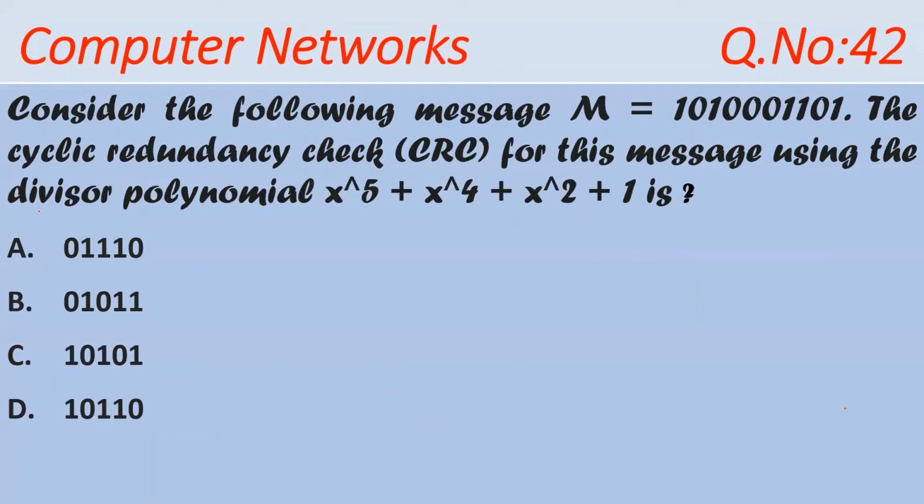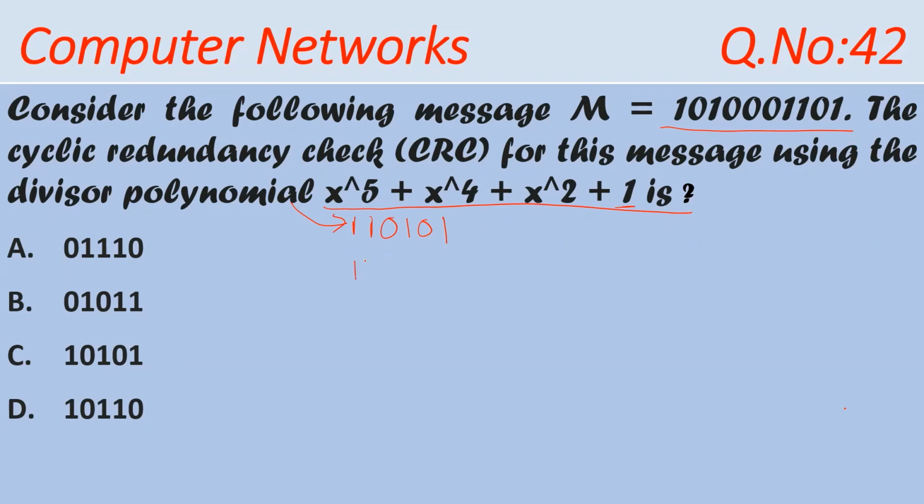So here we have another question. We need to calculate the CRC for the message. This is the message, and this is the polynomial. The polynomial has x power 5, so I put a 1. X power 4 is there, so I put a 1. X power 3 is not there, so I put a 0. X power 2 is there, 1. X is not there, so 0, and the constant is there, 1. So this is the generator. The polynomial converted into bits is 110101, and this is the message.